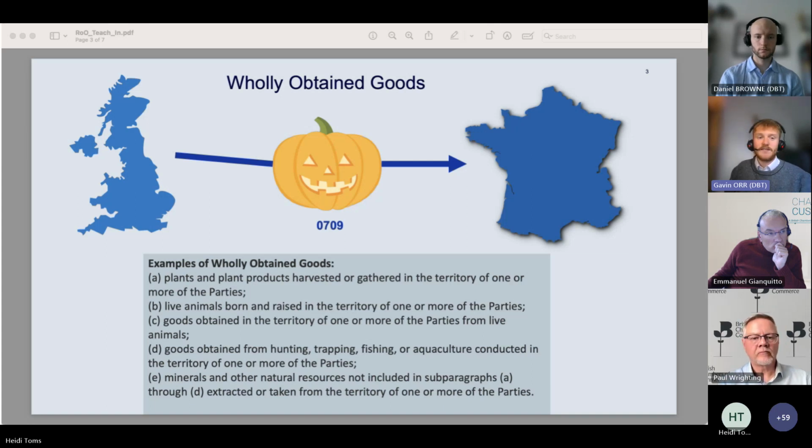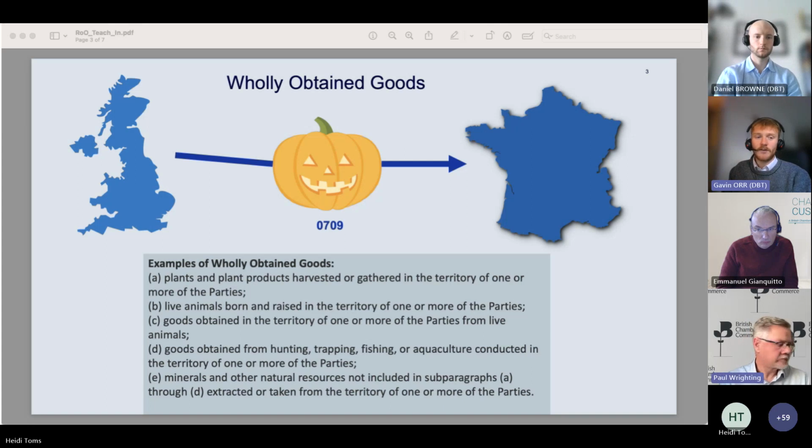And for wholly obtained, it's kind of impossible to import a non-originating pumpkin, so let's say from Canada, and then export that pumpkin under our FTA with Serbia, for example, and consider that pumpkin UK originating. It's still a pumpkin from Canada, so it can't gain preference if it's been exported to Serbia under the UK-Serbia agreement. So for the purposes of determining originating status, most agricultural goods, such as pumpkins, must be wholly obtained in the UK.